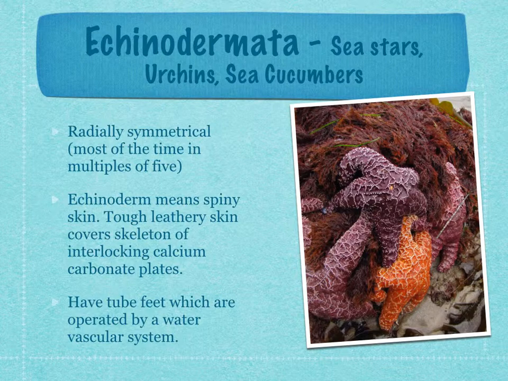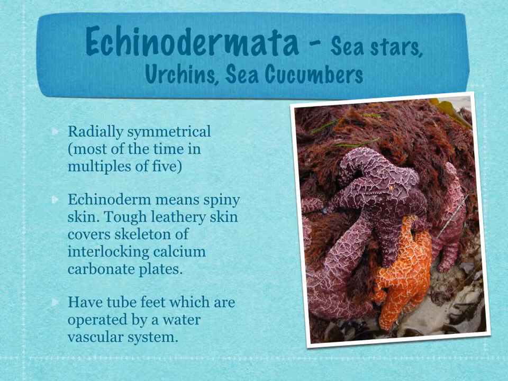All these animals have tough leathery skin that covers a skeleton of interlocking calcium carbonate plates. You can actually see this skeleton protruding through the skin of an ochre sea star. You can see the white dots in the picture to the right. That is its skeleton.